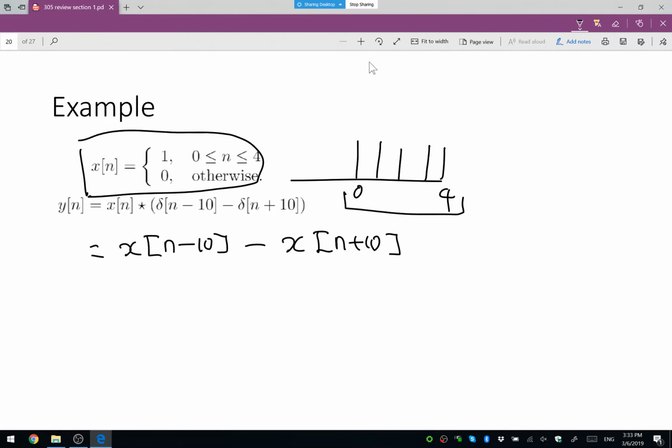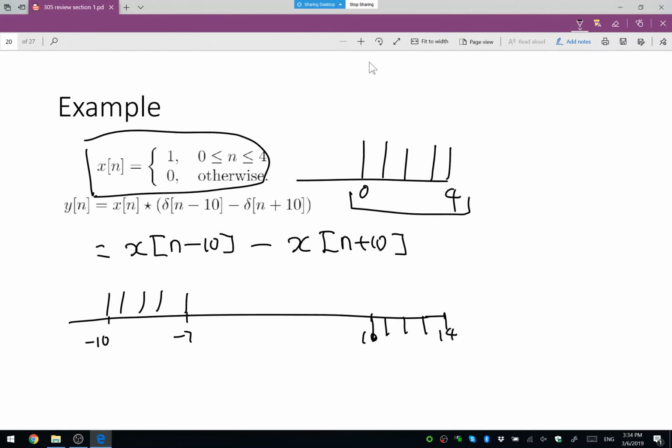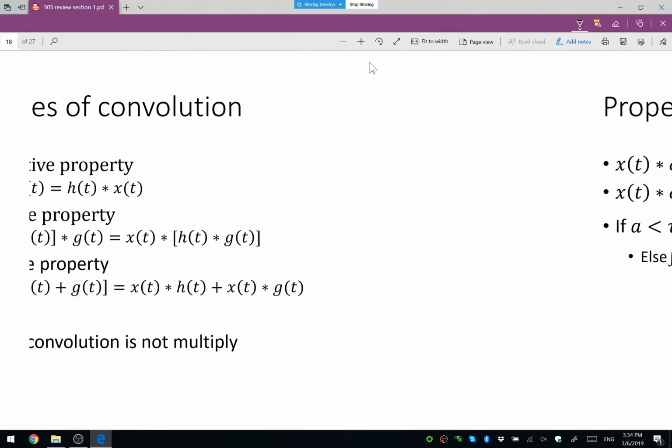Because this signal is not symmetric, you're not going to get symmetric answers. But in the quiz, I saw a lot of symmetric answers. Be careful about that. The first range we get is from -10 to -7, and then we have another range from 10 to 14. This part goes up. Because there's a minus sign here, this part goes down. And this is our answer. I think this is the easiest problem for convolution.